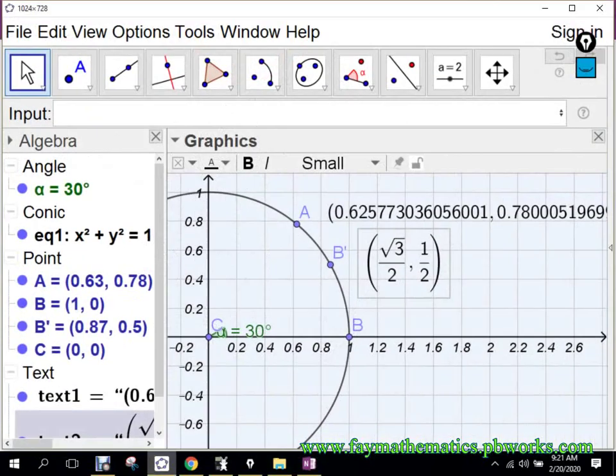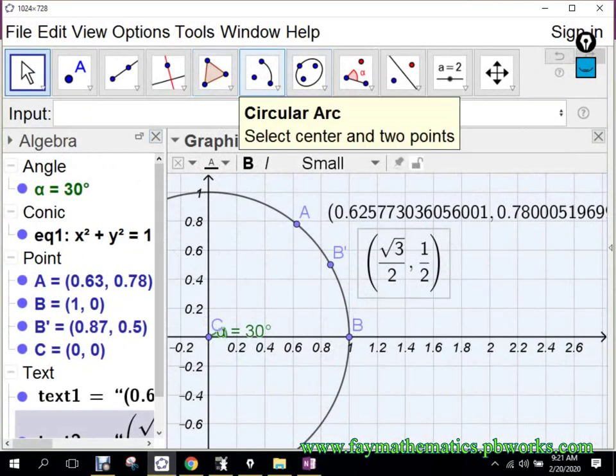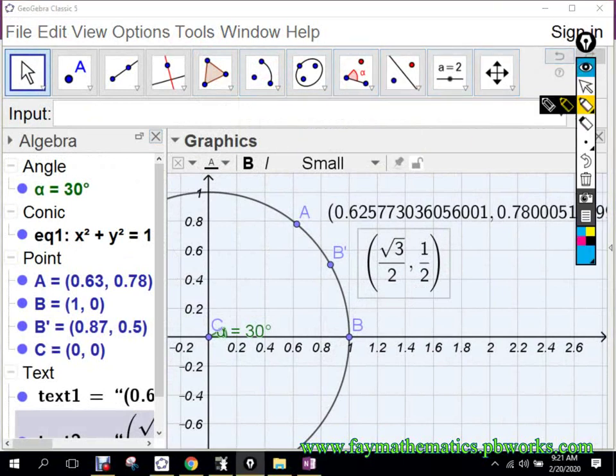Let's go back to this one here. Think about that. If I take that number right there and square it, what do you get? 3/4. What do you get if you square that number? 1/4. If you add those together, what do they give you? 1. Does that make sense that it gave you 1, because that point is on the circle with a radius of 1? Okay.